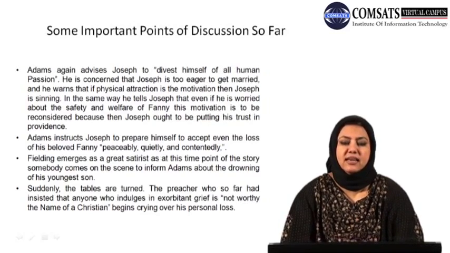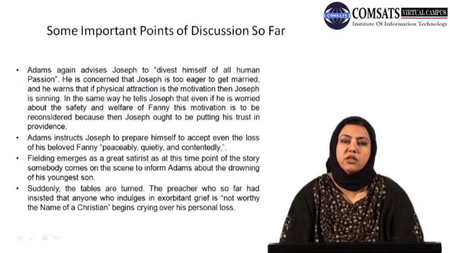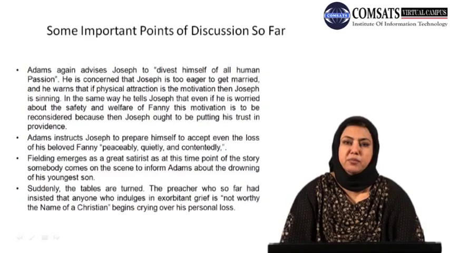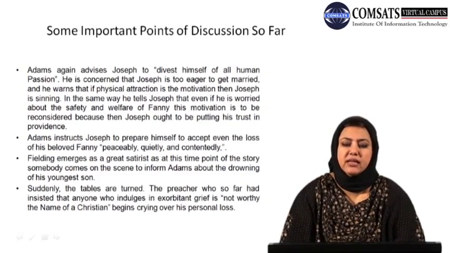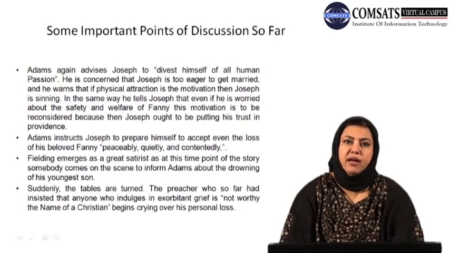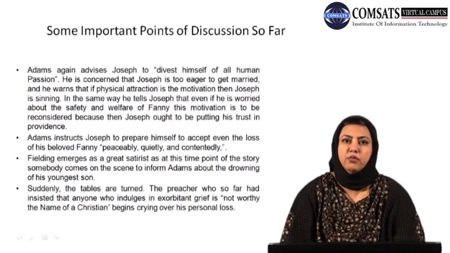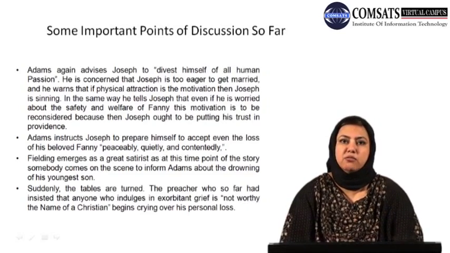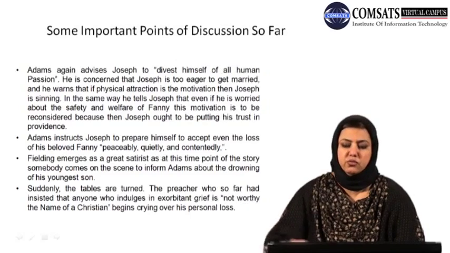Fielding, of course, emerges here as a great satirist, as at this point of the story, somebody comes on the scene to inform Adams about the drowning of his youngest son. So in terms of plot and structure, this is the perfect place to introduce the incident of drowning. Suddenly the tables are turned. The preacher, who so far had insisted that anyone who indulges in exorbitant grief is not worthy of the name of a Christian, begins crying over his personal loss. And we as readers can identify ourselves with Parson Adams, that most of the time we preach, but when it comes to practice, we find it difficult to practice the same virtue.